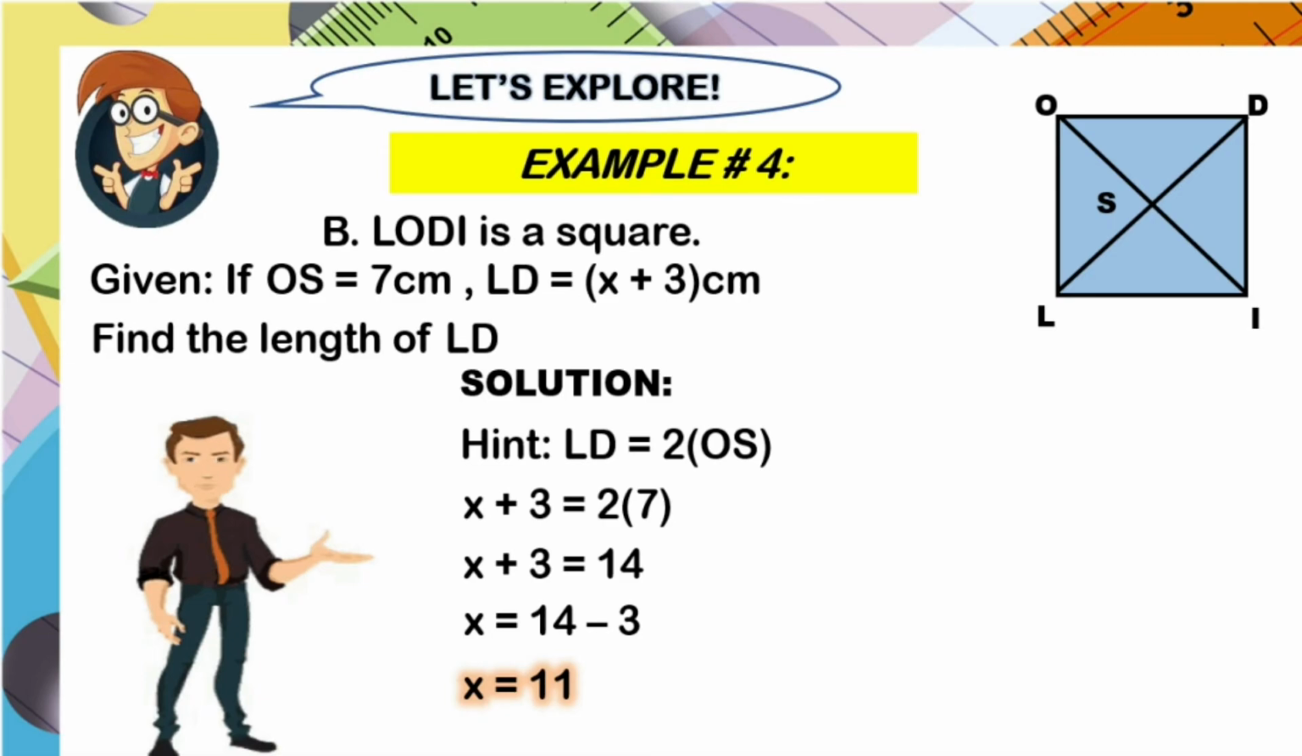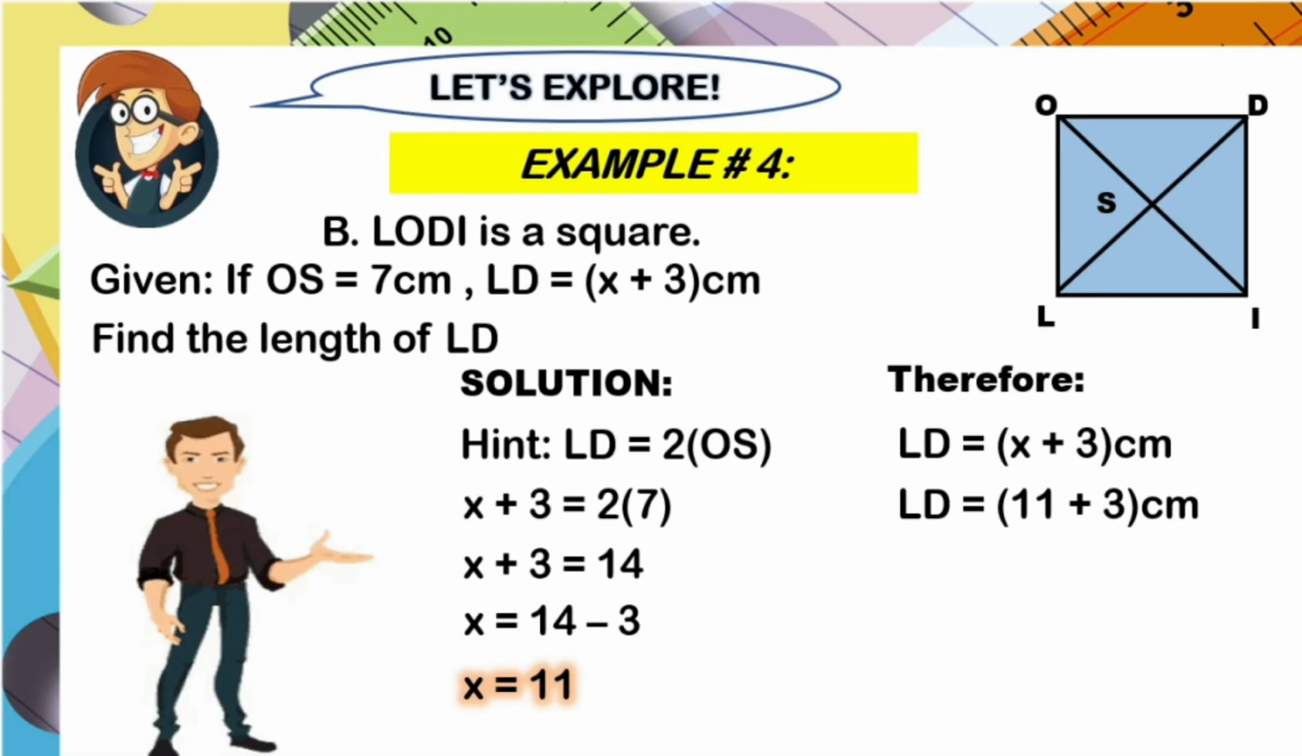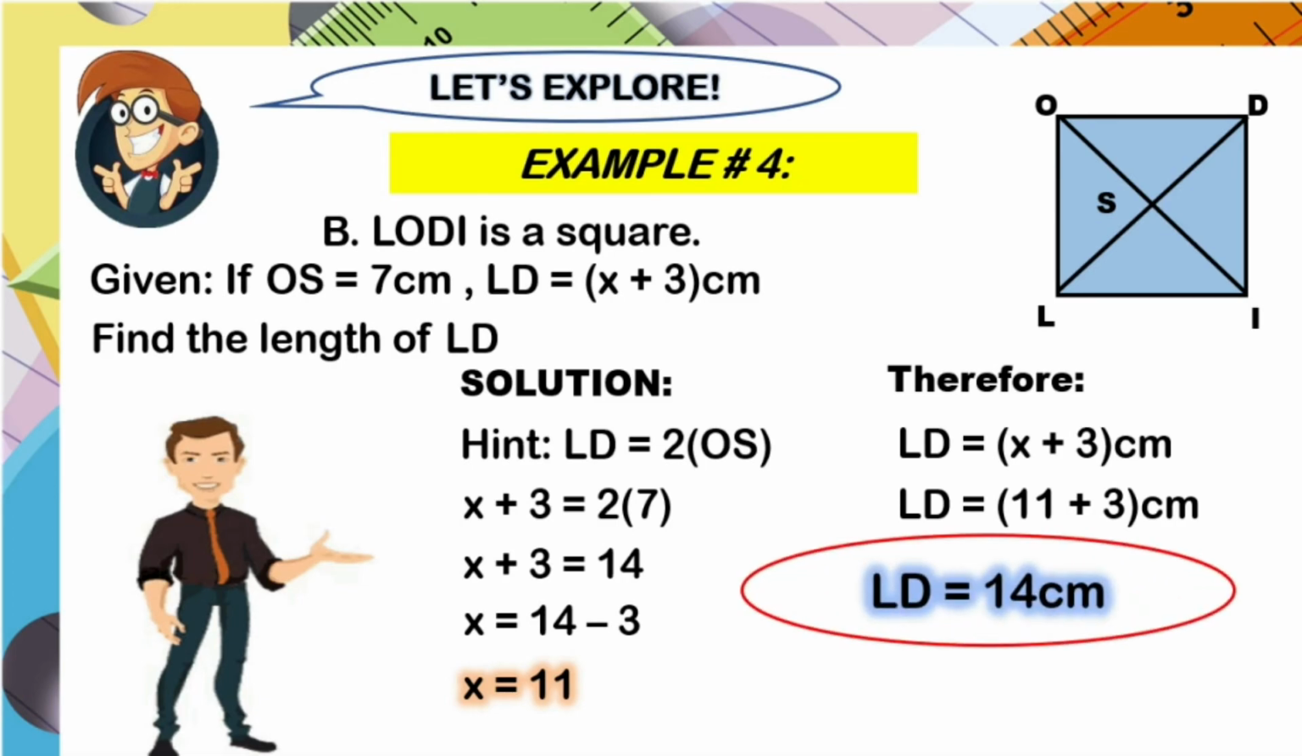After getting the value of x, we substitute the value of x to the equation LD is equal to x plus 3 to determine the measure of LD. Thus, we have LD is equal to 11 plus 3. Simplifying the equation, we have segment LD is equal to 14 centimeters.